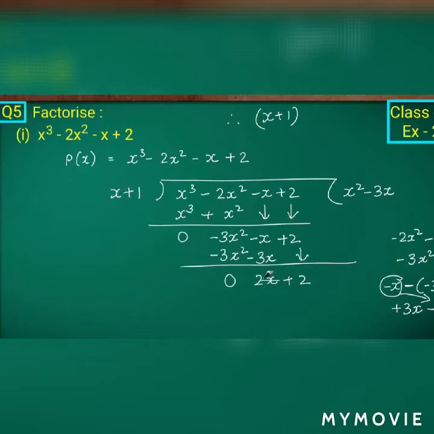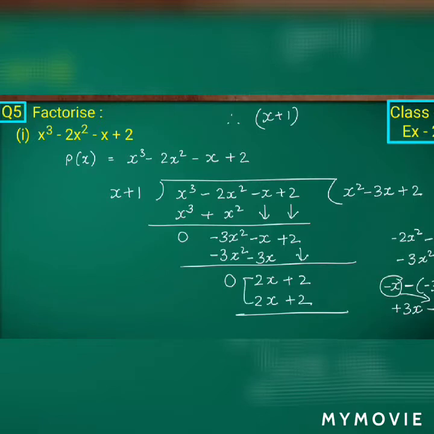So again we have to cancel 2x, isn't it? So what is the term I have to multiply? That is, I have to take plus 2. Plus 2 into x is plus 2x, isn't it? Plus 2 into 1 is plus 1. Sorry, plus 2. Plus 2 into 1 is plus 2. So again if you do the subtraction, both will get cancelled. Finally what are we getting? 0 we have to get.